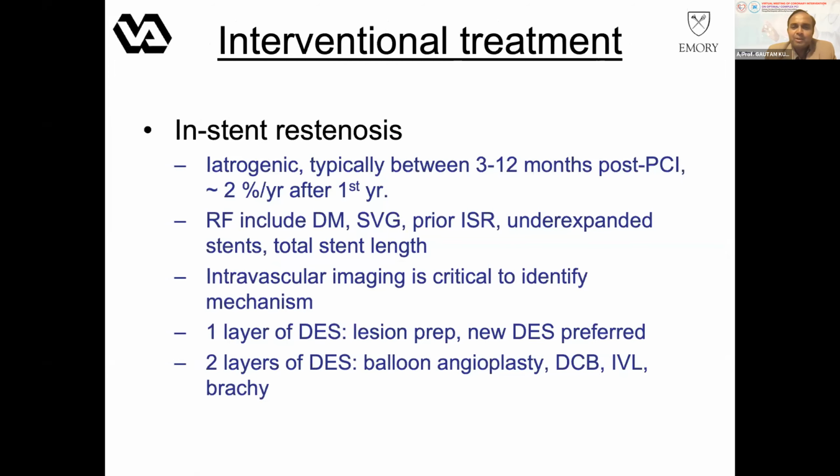It typically happens between about 3 and 12 months post-PCI and about 2% per year after the first year. Risk factors include diabetes, vein graft disease, prior ISR, underexpanded stents, and high total stent length. Intravascular imaging is essential to identify the mechanism. I noticed that in one of the earlier talks, we were looking at the Waxman classification. That's an important classification to look at the mechanism of ISR.